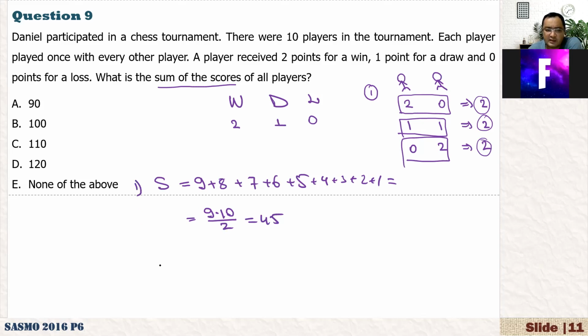That's our first step. The second one is we need to find the total points given. So it is 45 times 2. That's equal to 90. So altogether 90 points were given.